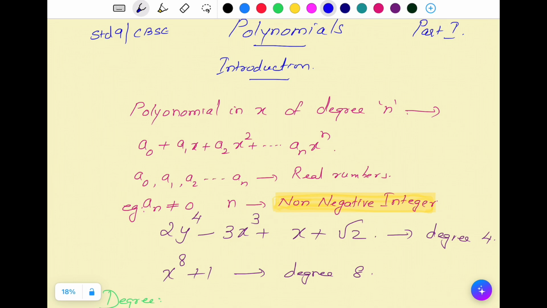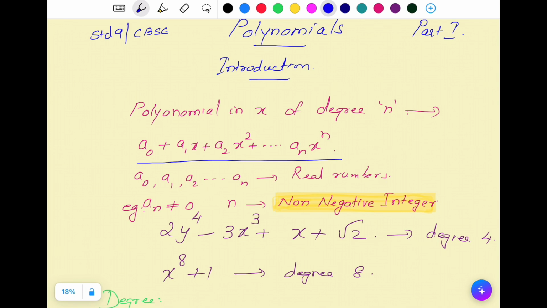So, a polynomial in x of degree n means that the general format is a0 plus a1x plus a2x squared plus etc. an x to the power of n, where a0, a1, a2 etc. an are all real numbers. This is also called the coefficients of that term.